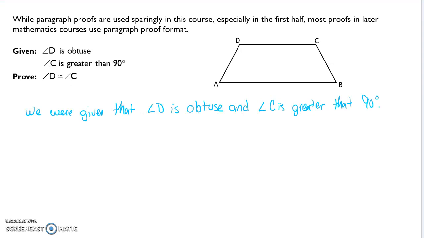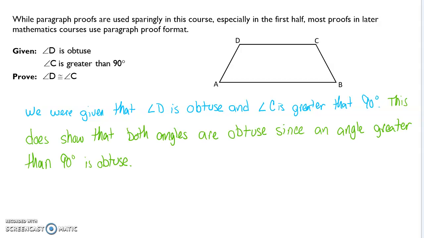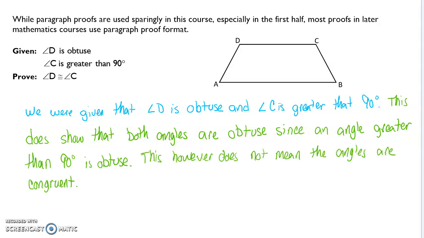Once again, a one-sentence, simple introduction sentence here. Now we have to try to connect the dots to get to our conclusion, and that'll be the body of our paragraph. So this does show that both the angles are obtuse, since an angle greater than 90 degrees is obtuse. But if you got this far and now you're stuck, good for you. This doesn't mean that the angles are congruent.